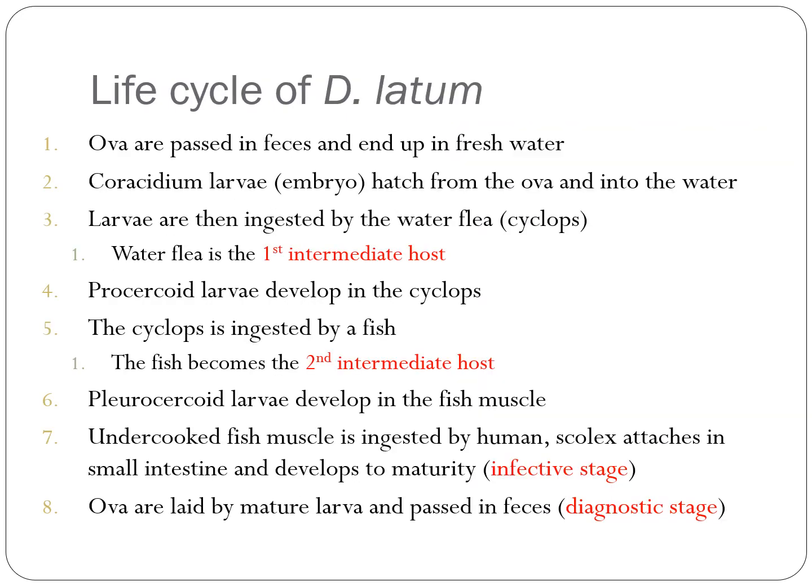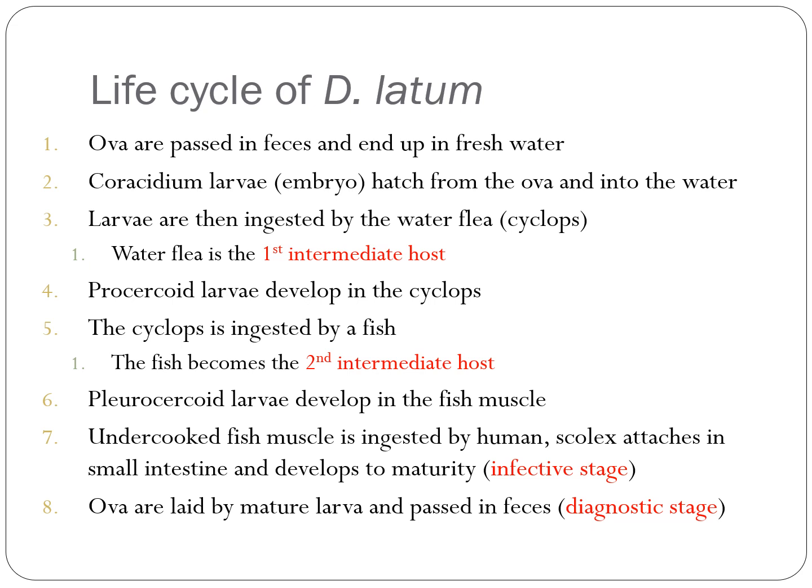In the life cycle of D. latum, ova are passed in the feces and end up in fresh water, or human feces to water. Okay? The coracidium larva hatch from the ova and into the water. A coracidium larva is just a fancy word for a ciliated larva. The larvae are then ingested by the water flea or the cyclops, and the water flea is the first intermediate host. The procercoid larva develop in the cyclops.